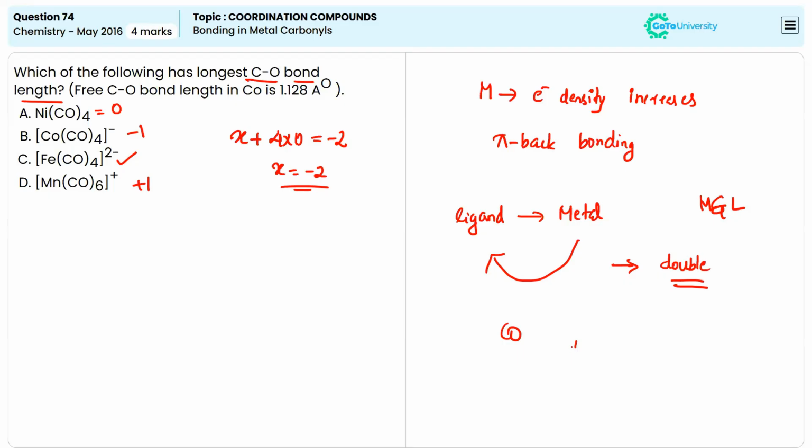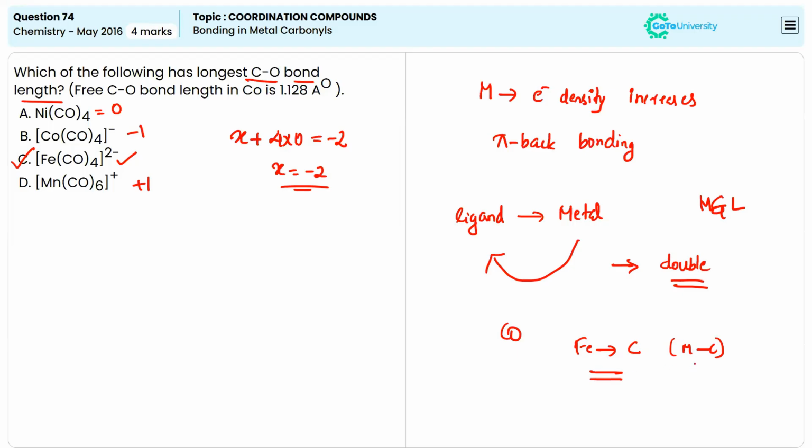So when the electron density on the iron is increasing, iron will give electrons to the antibonding orbital of the carbon. So here there is a possibility in which the metal carbon bond, that is the iron carbon bond, becomes more strong. When it is more strong, it will produce the back bonding. That is, here the bond length will be less. So the correct answer will be option C.